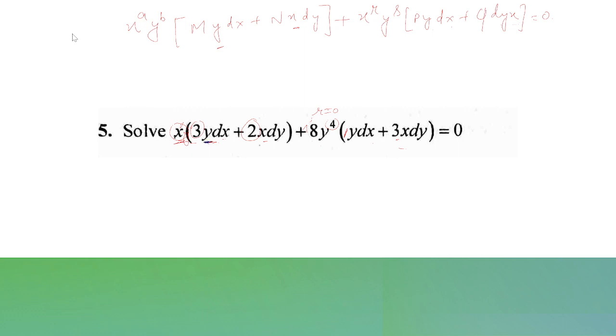Now first of all, we would like to see whether it is exact or not. For exactness, you should try the condition that del m by del y is equal to del n by del x. If this is equal, then the equation is exact. If del m by del y is not equal to del n by del x, then it is not exact. If not exact, then we find its integrating factor. I know this is not exact, so if you want to try it, you can do this. I am doing the next process.